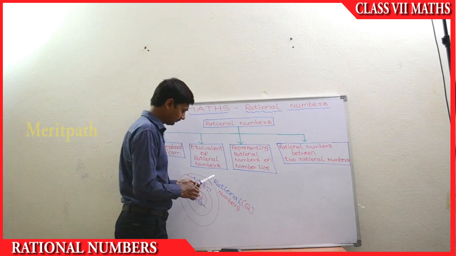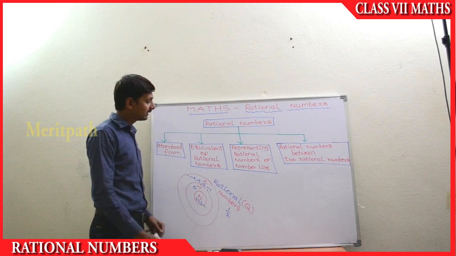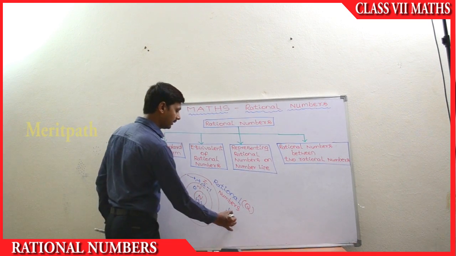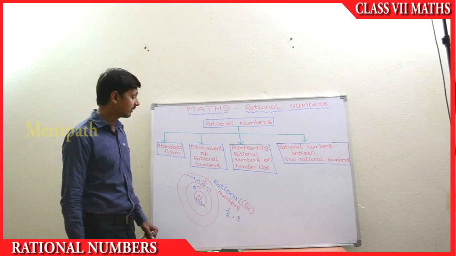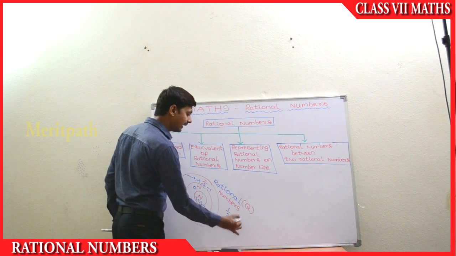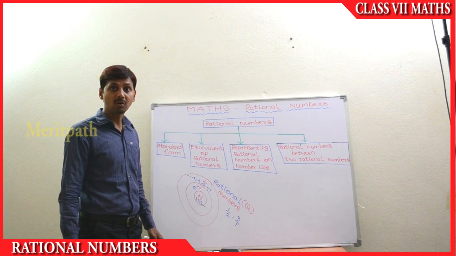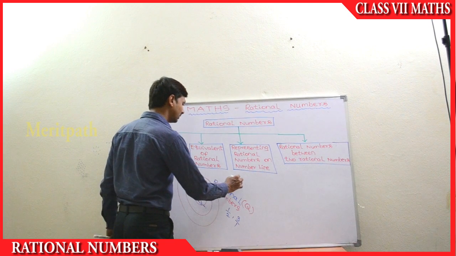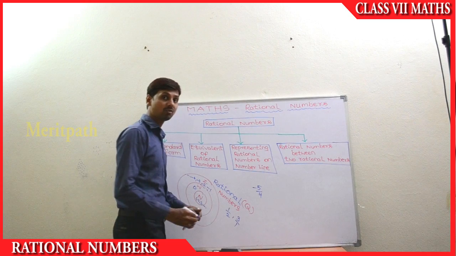Let's take, for example, 1 by 2. This denominator is not equal to 0. For example, 3. If we take 3, it is also a rational number, because if we write 3 by 1, this is also 3. So this is in the form of P by Q. Similarly, minus 5 by 4 is in the form of P by Q.